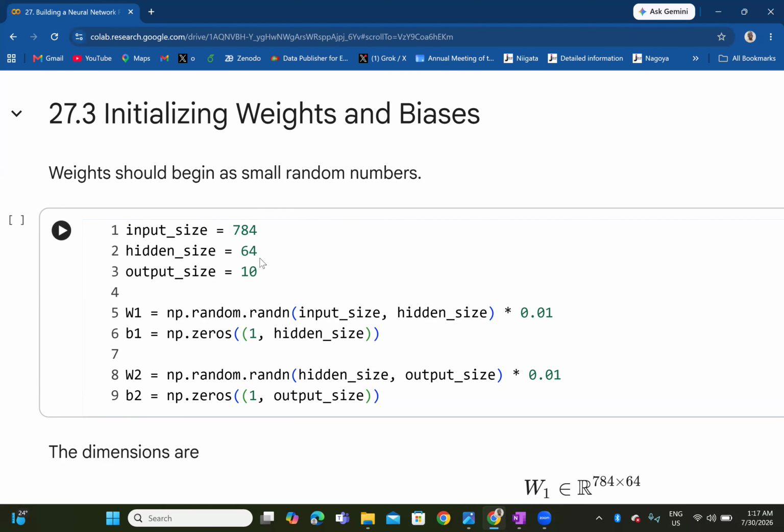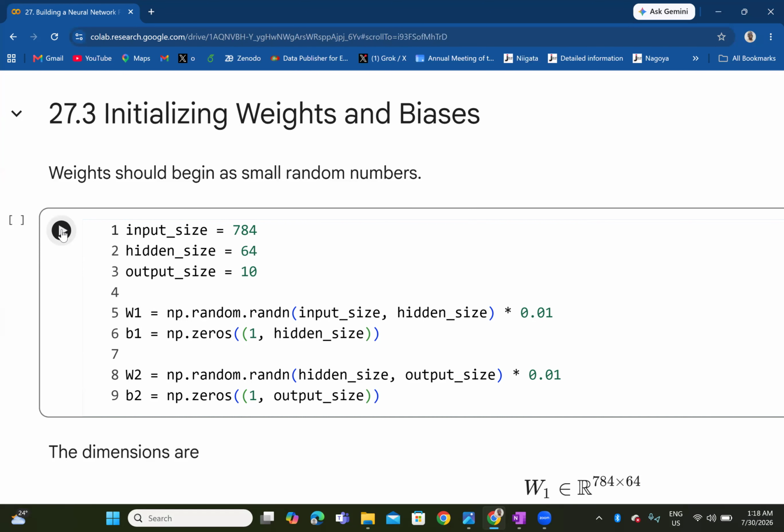The weights should begin as small random numbers. You have an input size of 784, a hidden size of 64, and an output size of 10. For W1, the initial weight, you generate random values of shape input size by hidden size, multiplied by 0.01. For the first biases, you just generate zeros of the hidden size. Then for W2 you do the same thing, with some randomness, and for B2 you use the output size. This is what you start with.